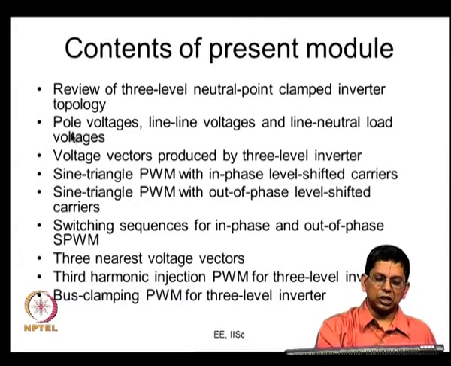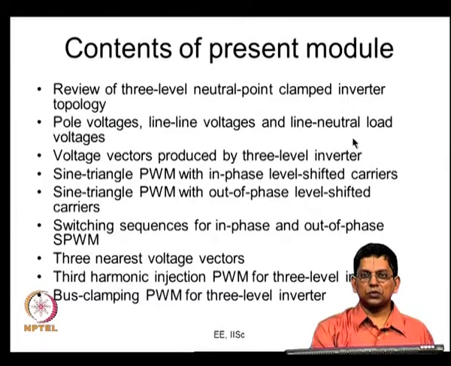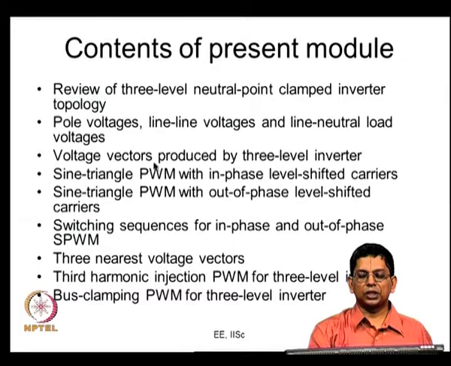For each inverter state it is possible for us to look at what the pole voltages are, which we did, and correspondingly we can find out the line to line voltages, and correspondingly the line to neutral voltages. Once you have these line to neutral voltages, you transform them into the stationary reference frame alpha beta, and you get your voltage vectors, and these would be the voltage vectors produced by the 3 level inverter.